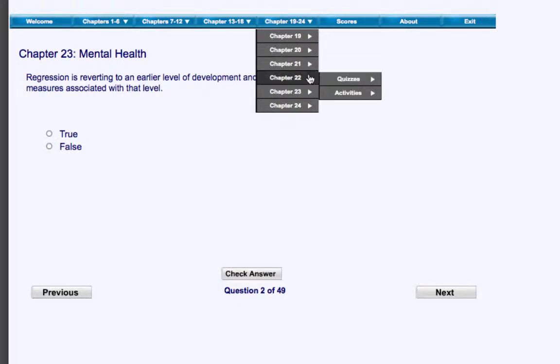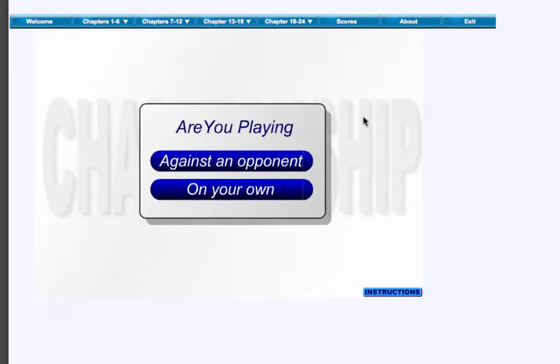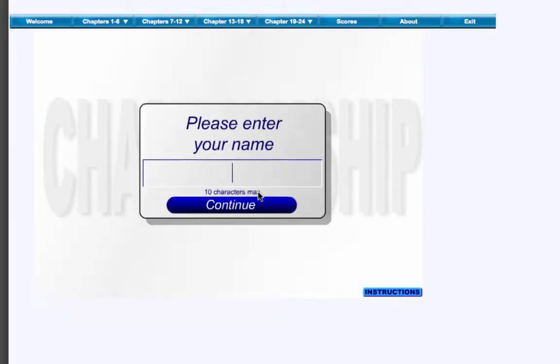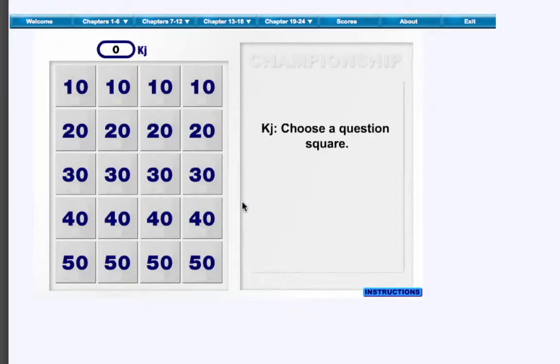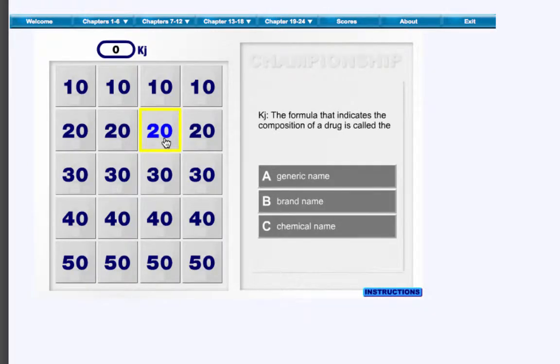There are also some games too. Here's a championship game I like. So you can play against an opponent, which is really fun. But if you want to play on your own, then again put in some random letters. And let me select one of these. Let's see.